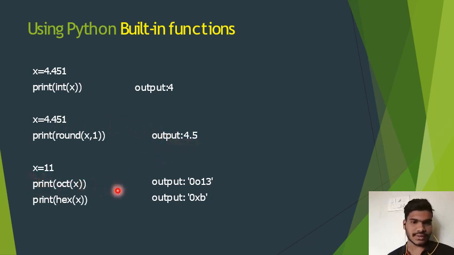X is equal to 7. Oct and hex. Octal number: if x is equal to 11, the octal number of x is 0o13, and the hex number is 0xb.